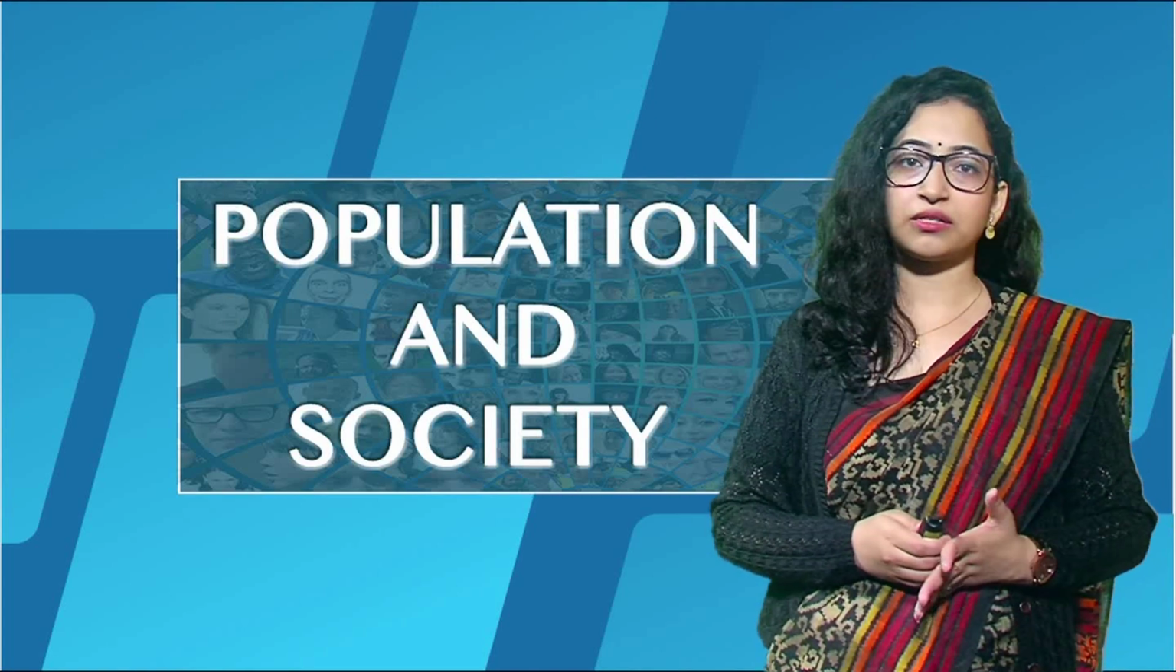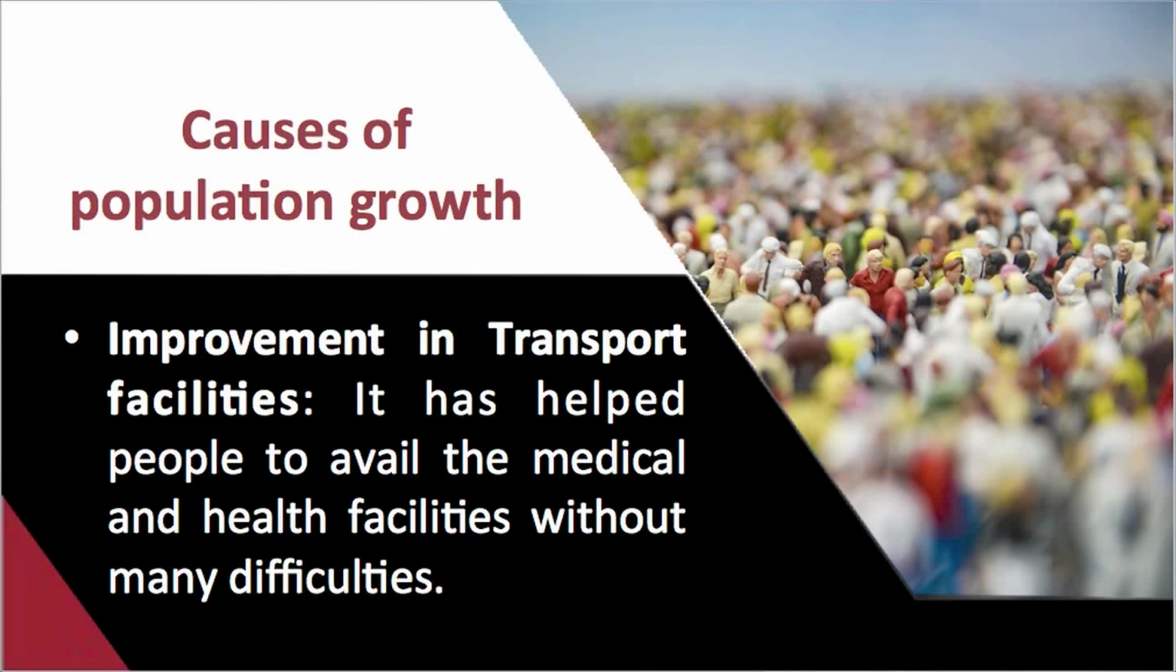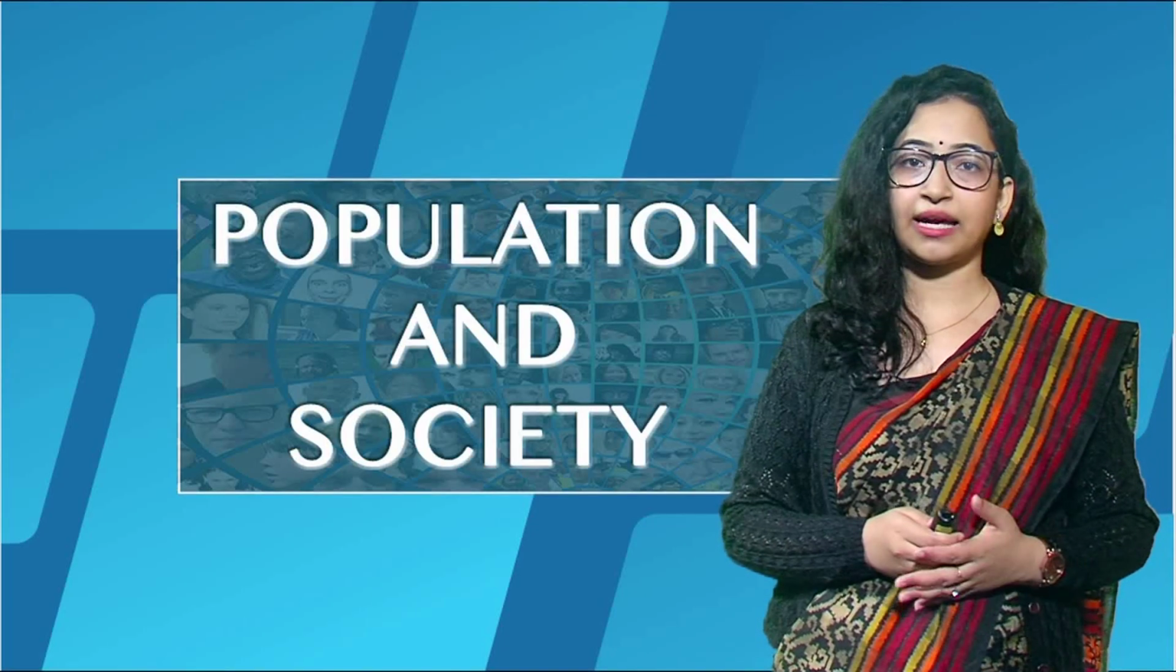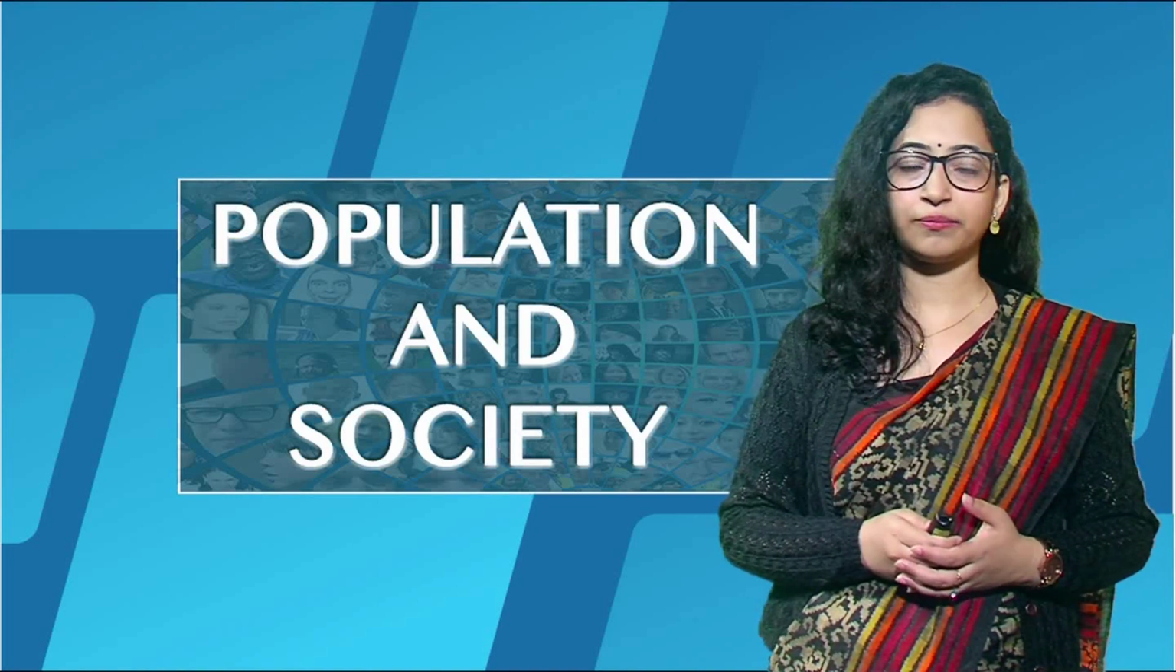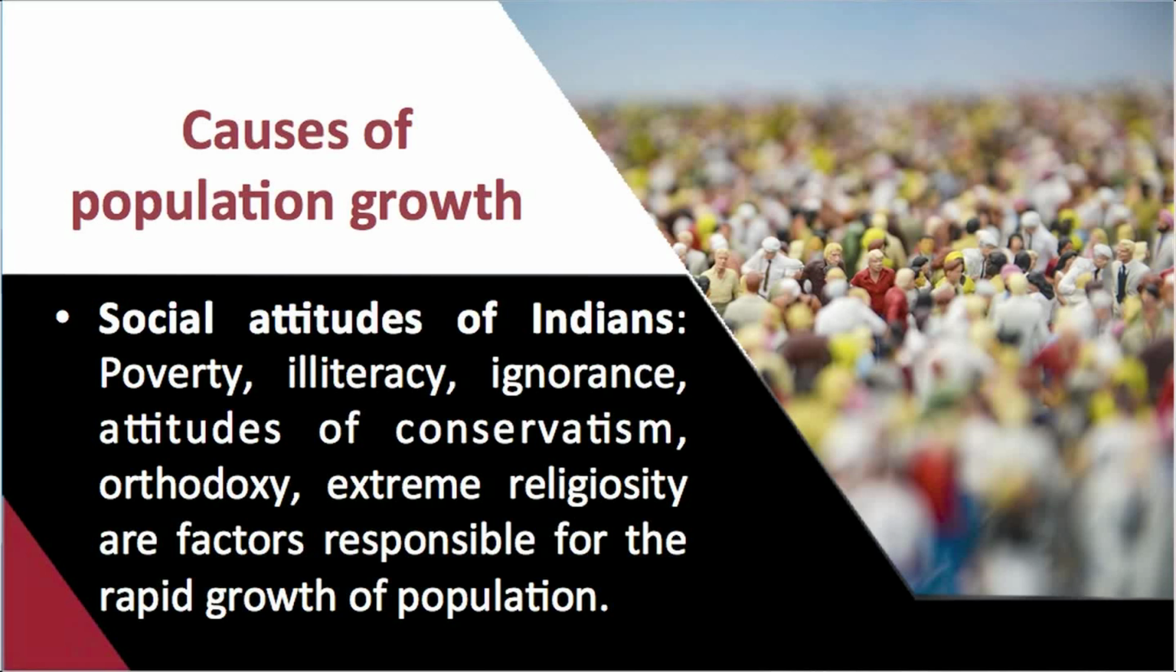So, there are many causes. Out of that, improvement in transport facilities is a major factor that has helped people to avail the medical and health facilities without many difficulties. It has saved countless lives and added to the size of the population. Then social attitude of Indians. These social evils like ignorance, poverty, illiteracy, absence of recreational facilities, attitudes of conservatism, orthodoxy, extreme religiosity, etc. are factors that are responsible for the rapid growth of population.